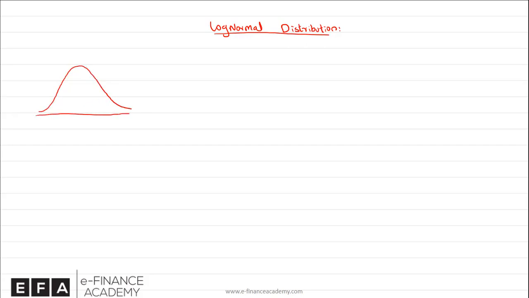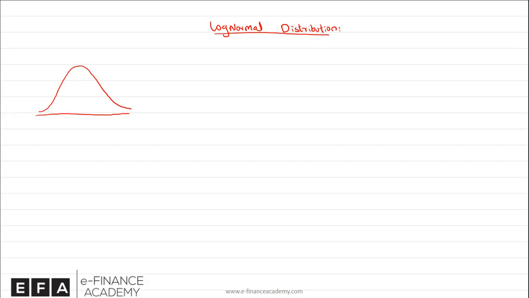All right, so far we have been discussing a normal distribution, and let's talk about another type of distribution which is called log normal distribution. So a normal distribution, as we saw, basically looks something like this. It's normally distributed across its mean, median, and mode.